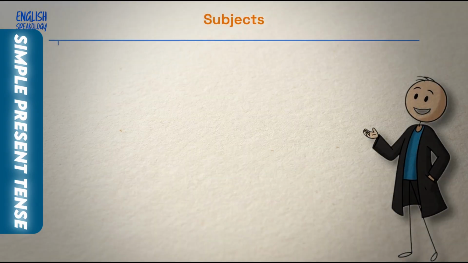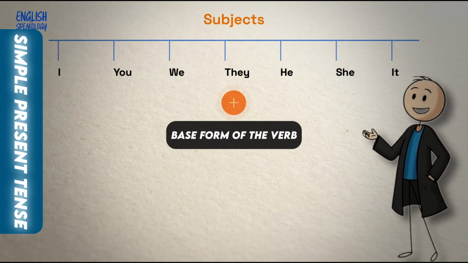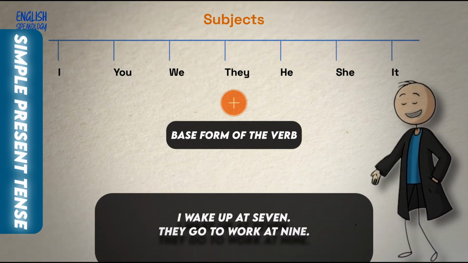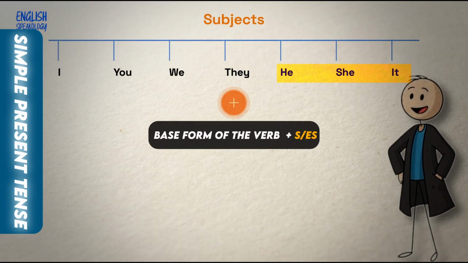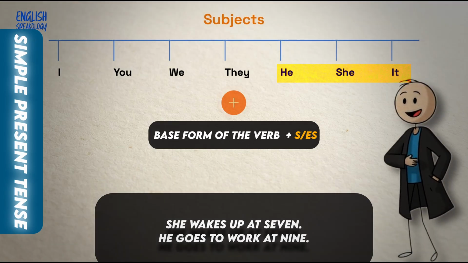For most subjects, I, you, we, they, you just use the base form of the verb. For example, I wake up at 7. They go to work at 9. But when the subject is he, she, or it, you add an S to the verb. For example, she wakes up at 7. He goes to work at 9.